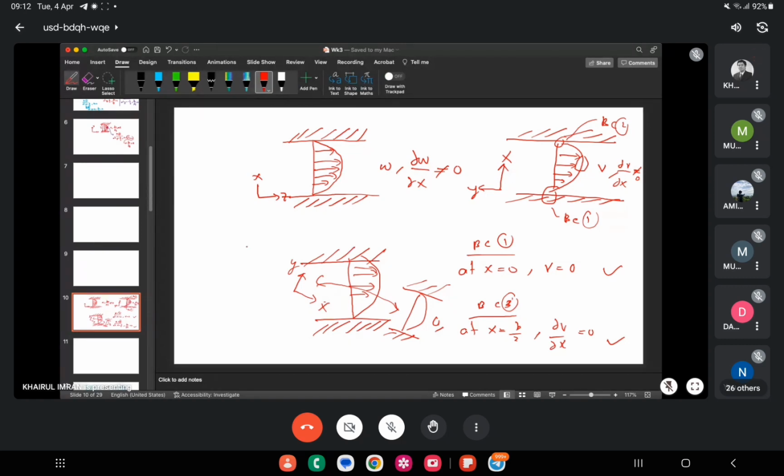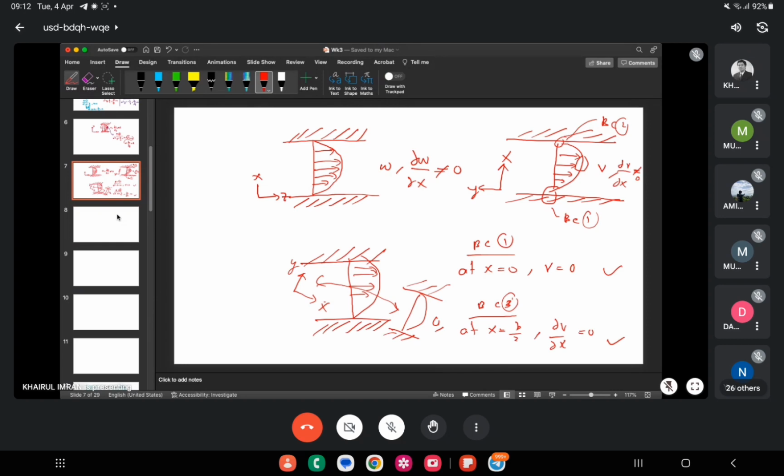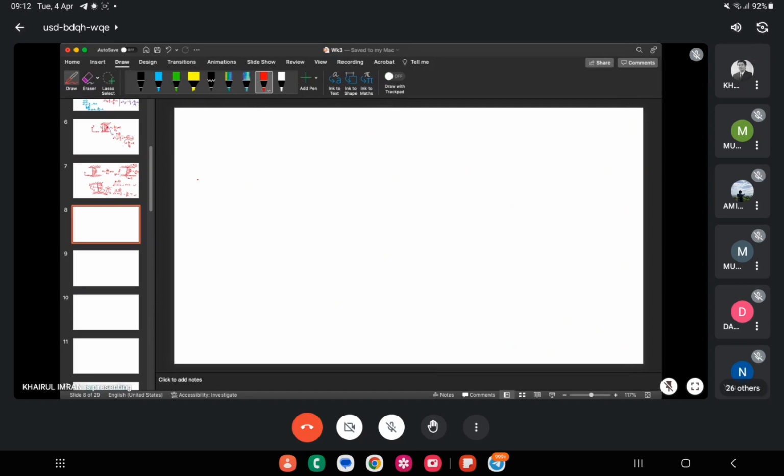Okay, so ada soalan? Tak ada sir. Okay, kalau tak ada saya nak proceed lagi. So problem you fixed plate. Now in terms of boundary condition. Okay, you dah pandai location ni.